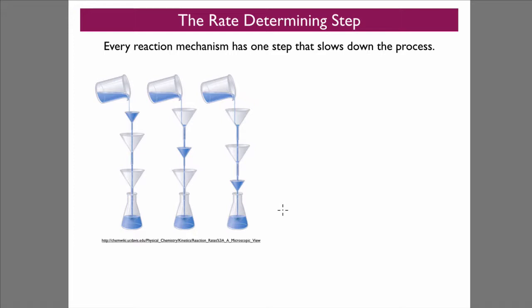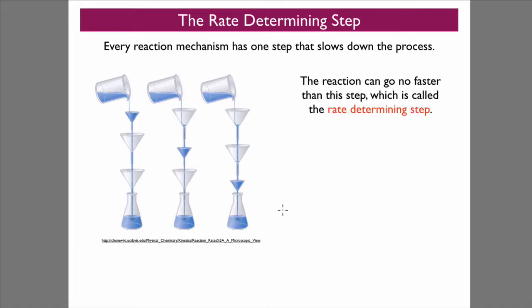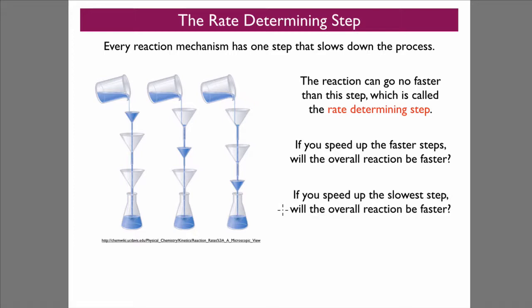Every reaction mechanism has one step that slows down the process. The reaction can go no faster than this step, which is called the rate determining step. If you speed up the faster steps, will the overall reaction be faster? What do you think? If you speed up the slower step, will the overall reaction be faster? Let's have a think about that and then try and resolve these fascinating questions.